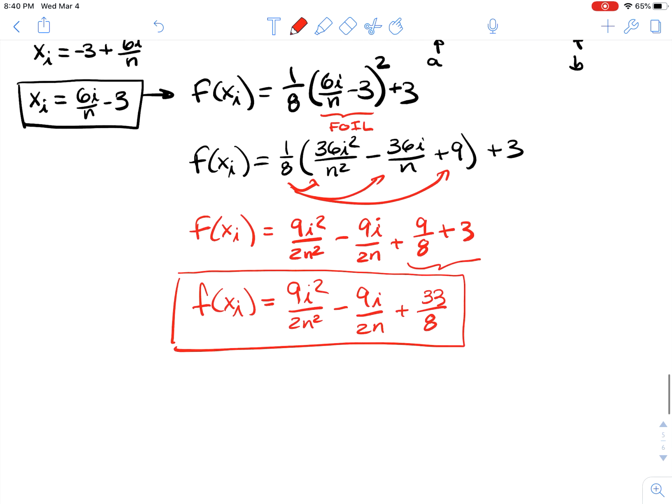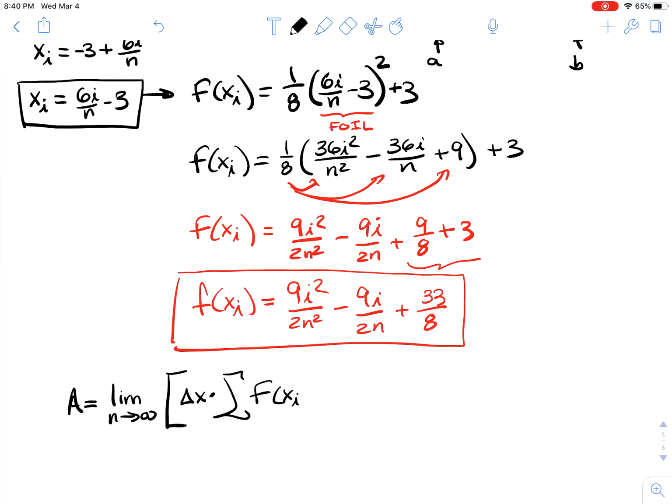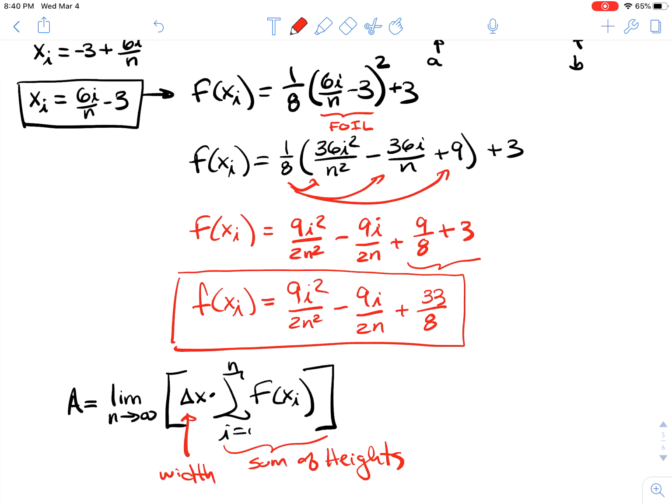Now, we want to plug this into our area formula. Our area formula is going to be modified slightly because it's going to have a limit as the number of rectangles goes to infinity. And then we have delta x times the sum of f of x sub i's from i equals 1 to n. Just so that we can recall, the delta x is the width of each rectangle, and the sum of f of x sub i's is the sum of the heights. And the width times height is the area of each rectangle, and then the sum gives us the total area.